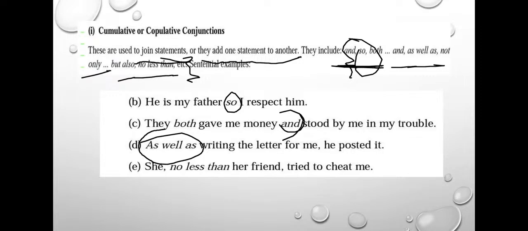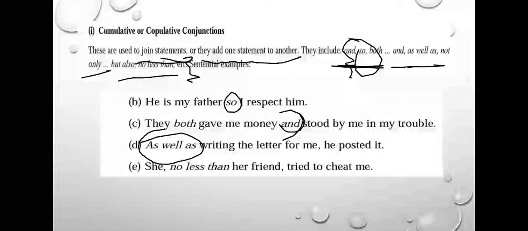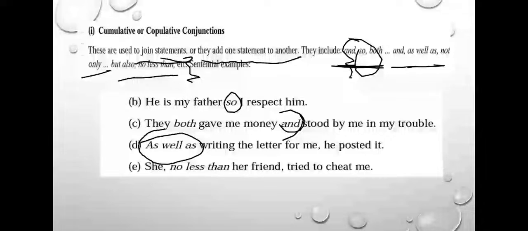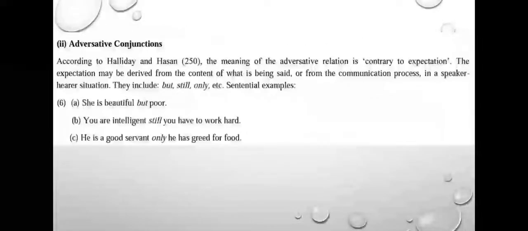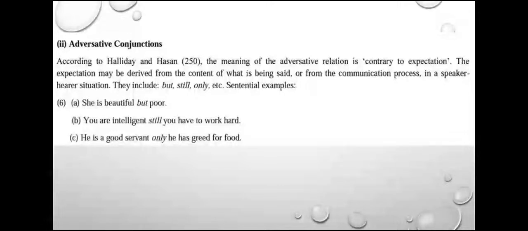She, not less than her friend, tried to cheat me. She, not less than, tried to cheat me. Yeah, these are cumulative or copulative conjunctions. Let's move on and talk about the next part, which is adversative conjunction.